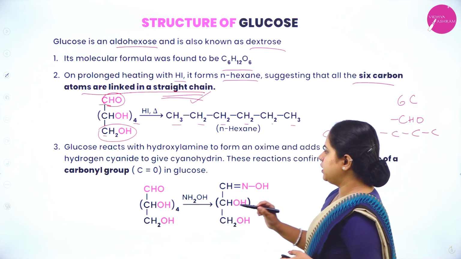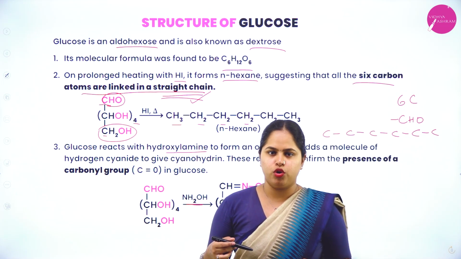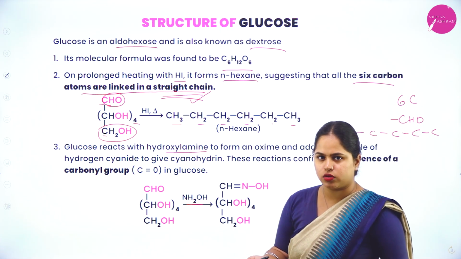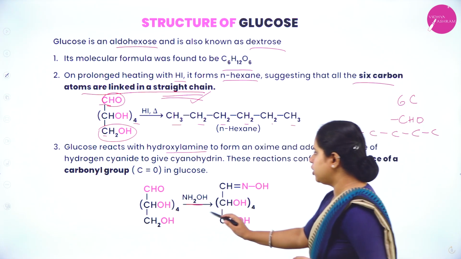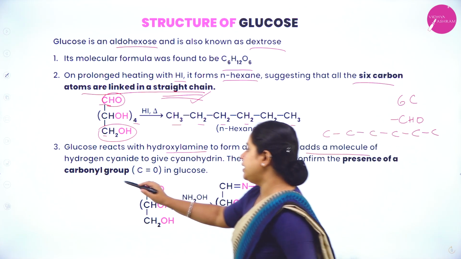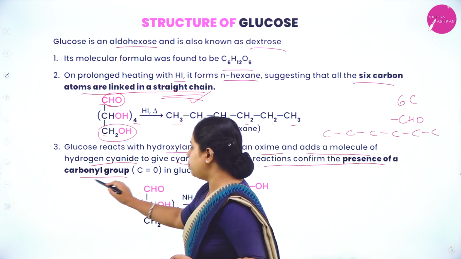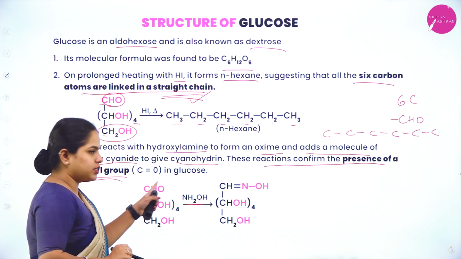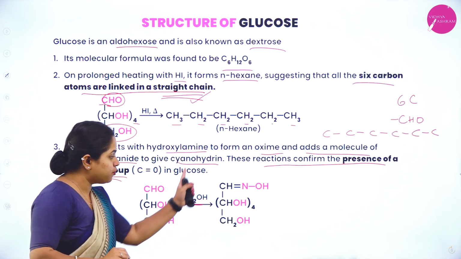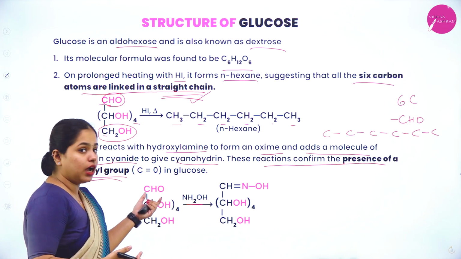Now, glucose reacts with hydroxylamine. Hydroxylamine is NH2OH. We have studied this as a derivative of ammonia, right? In ammonia, that is NH3, one hydrogen atom is replaced by a hydroxyl group, which is called hydroxylamine. So glucose will react with hydroxylamine to form an oxime and adds a molecule of hydrogen cyanide to give cyanohydrin. This reaction confirms the presence of a carbonyl group. Okay, so you can see here, this is your glucose. It reacts with hydroxylamine and forms an oxime. So if it is forming an oxime when it is reacting with hydroxylamine, it confirms that there is a carbonyl group present here.